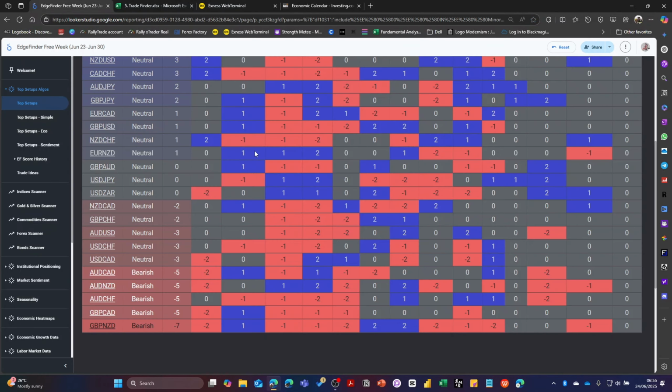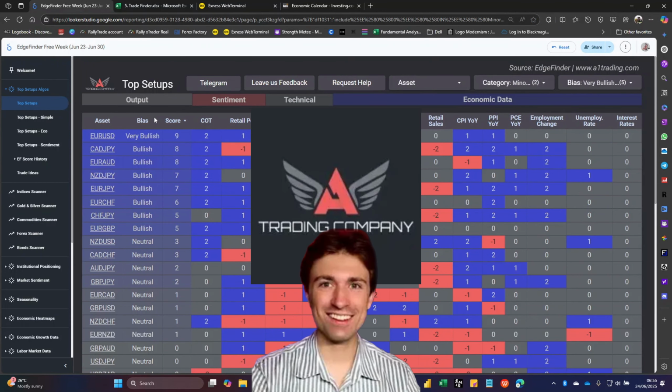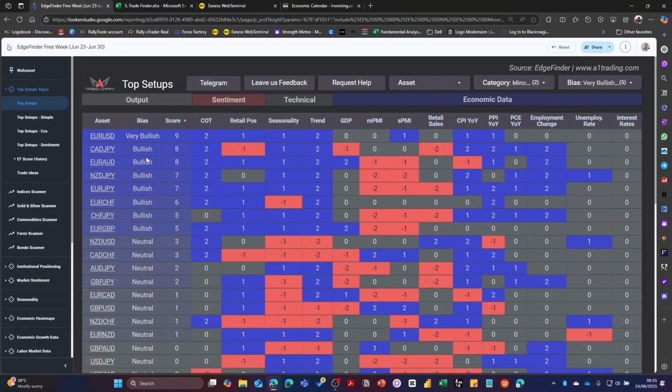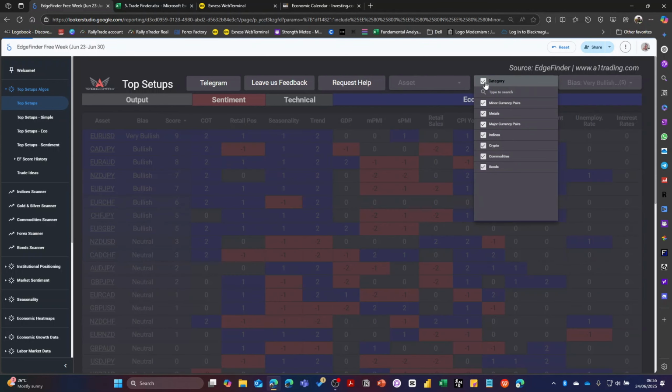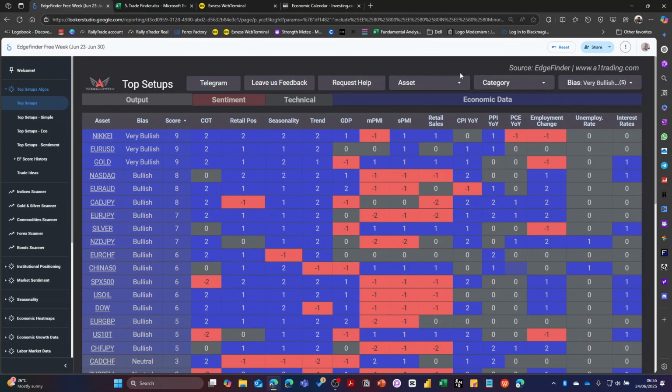So this will be all for this morning. I really love the Edge Finder. Thanks to Trader Nick and the A1 Trading Company. It is really good to have a company that looks beyond the economic data and does all these multiple calculations that are needed in the trading space. And take note, it's not just for currencies. It is for any trading assets, all the way to commodities, indices, crypto, and even bonds.